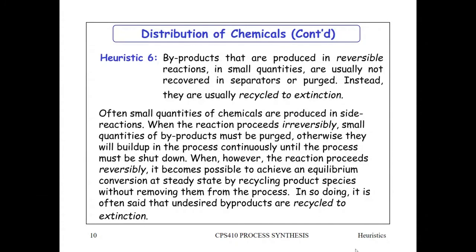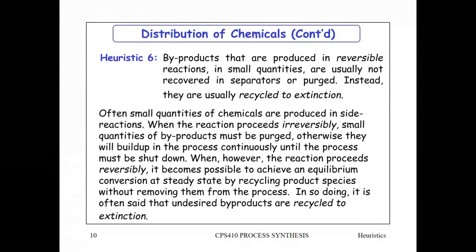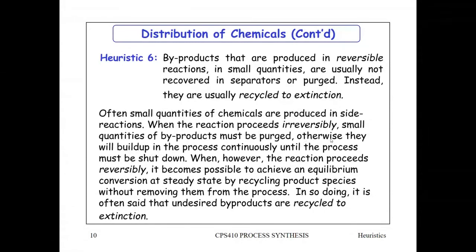So let's just read that. Often small quantities of chemicals are produced inside reactions. When the reaction proceeds irreversibly, you must take those out because there's no way to push the backwards reaction. So small quantities must be purged. Otherwise, they will build up in the process continuously until the process must be shut down. When the reaction proceeds reversibly, it becomes possible to achieve an equilibrium conversion at steady state by recycling product species.